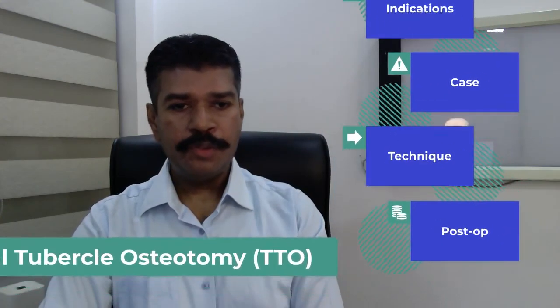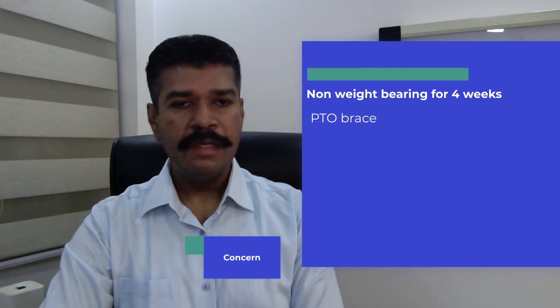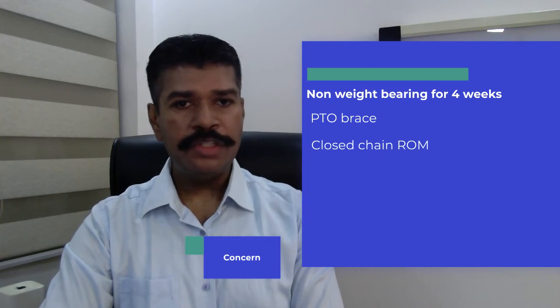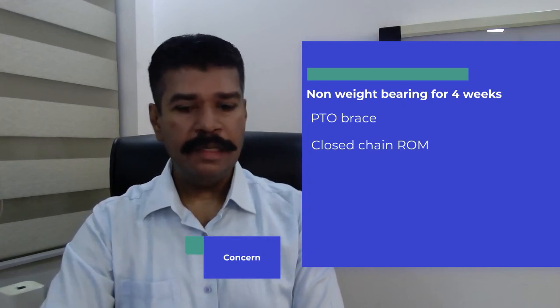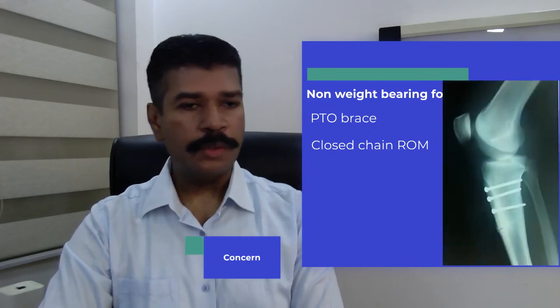Now coming to post-op, I like to keep my patients non-weight bearing for at least a month. I would have them on the PTO brace, which is a special kind of brace which pulls the patella medially. And I would initiate immediate closed chain range of motion. In fact, on the table, I would like to check how much range of motion the patient has, and I would institute that in the post-op protocol.